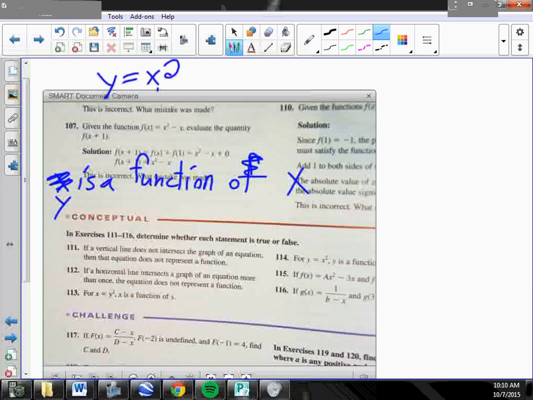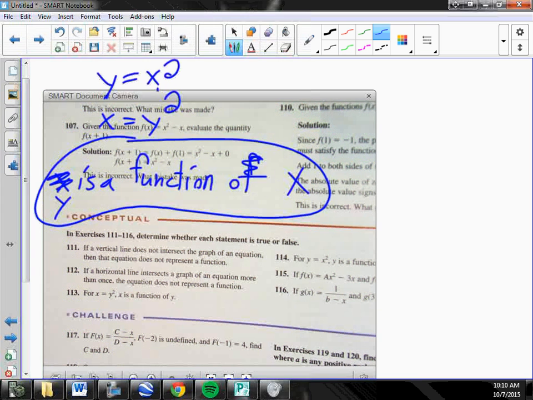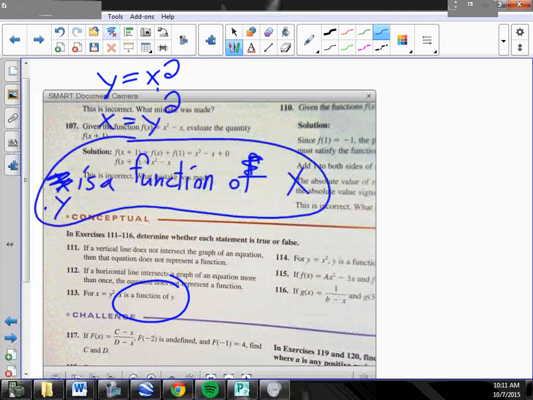Now, if I were to say x equals y squared, is that a function according to this statement? No, because it's a horizontal parabola which fails the vertical line test. But if I change the statement into this, is x a function written in the variable y? Yes. So that's the trick on this one.